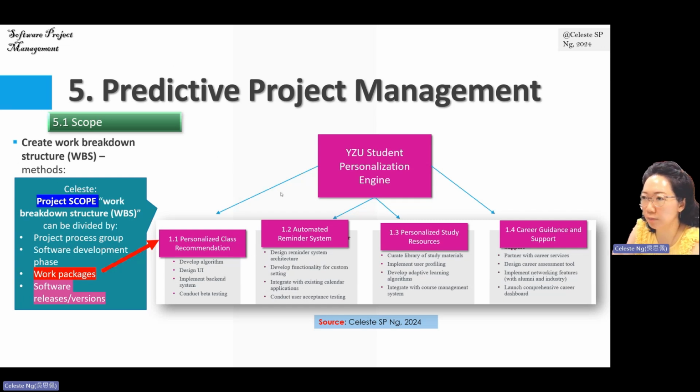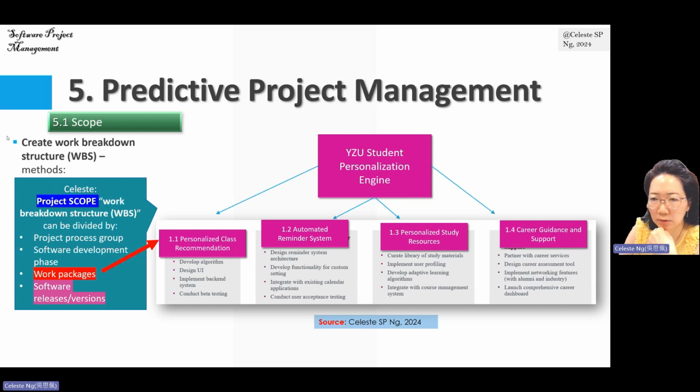For example, here we want to develop our system feature 1, 2, 3, 4, and you can consider each one as a work package. And from this work package, we have some work, for example, including develop algorithm, design UI, and so on. All right, that's one work package. Second work package, third work package, and the fourth work package, which is career guidance and support.